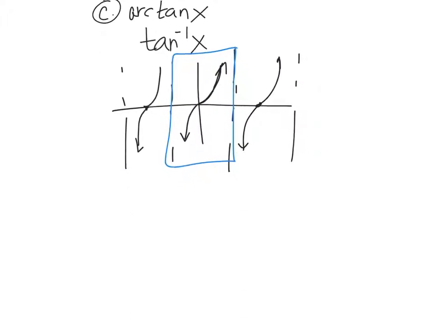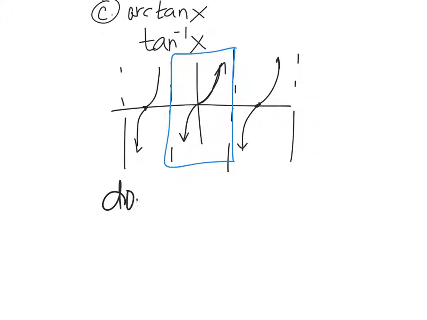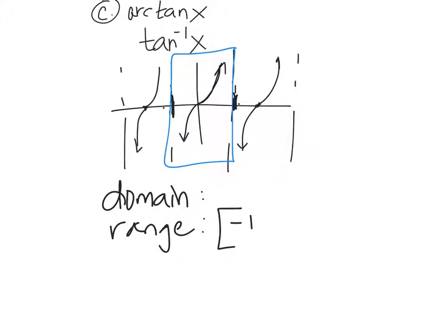If I want to talk about the domain and the range of arctangent, it's a little bit different. First of all, what would the domain of tangent be when I'm restricting it from here to here? Negative pi over 2 to pi over 2. That's where your asymptotes are. That's going to be our range. Arcsine and arctangent are going to have the same range. What's the domain, though? All real numbers.